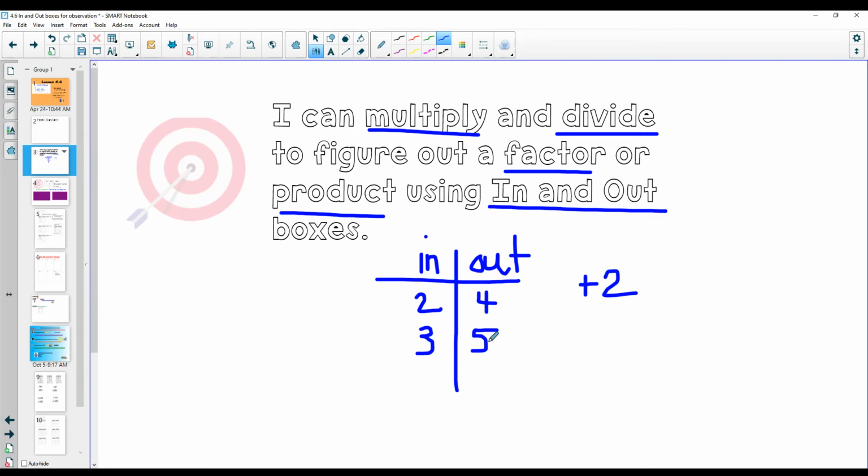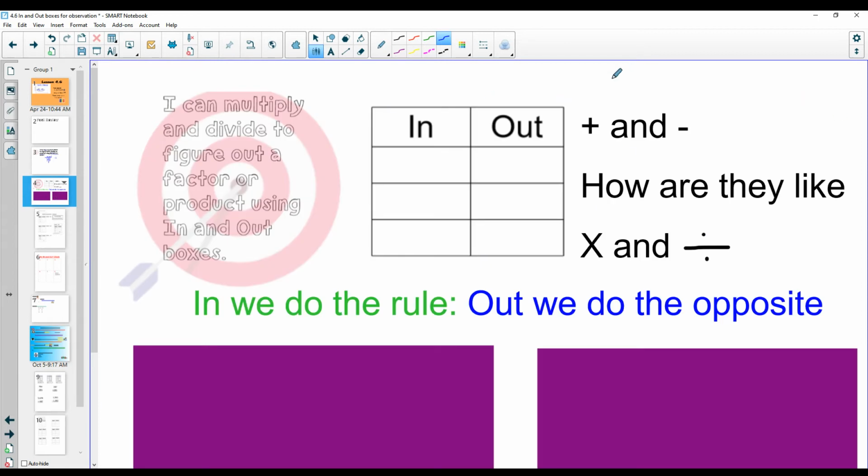3 + 2 = 5. The numbers in the in follow the rule. The numbers in the out go the opposite way. So remember, O for opposite. Now that you have that prior knowledge, I want you to think of in and out boxes and how they relate to multiplication and division.